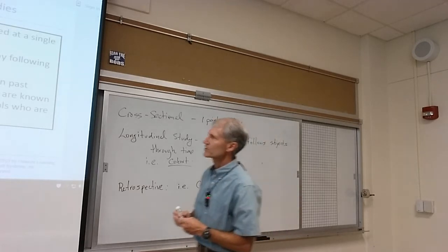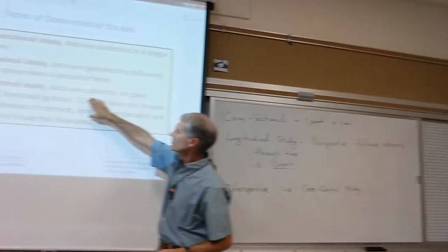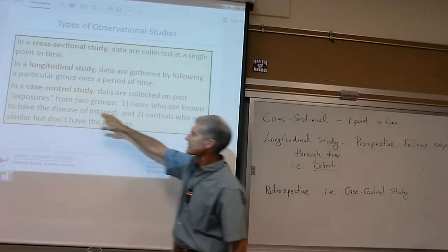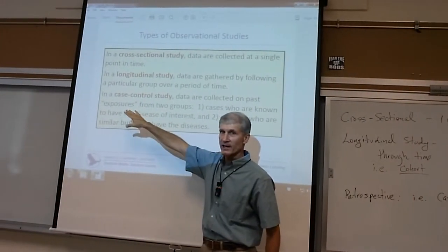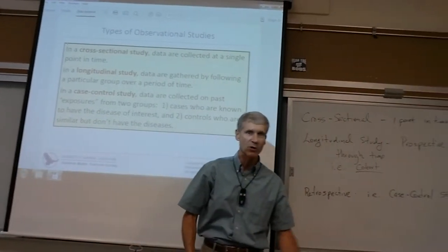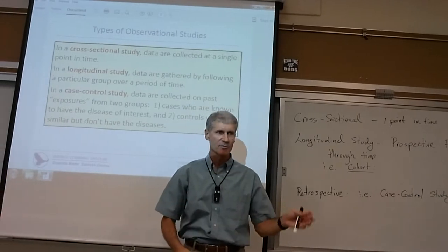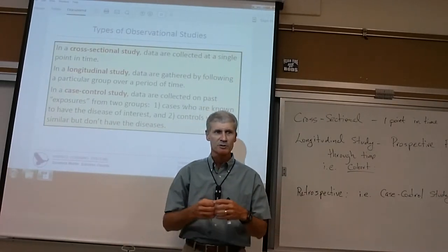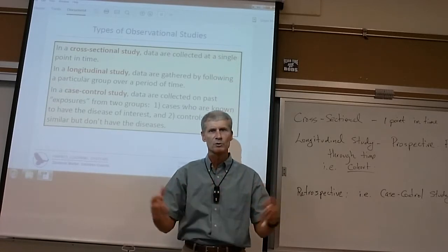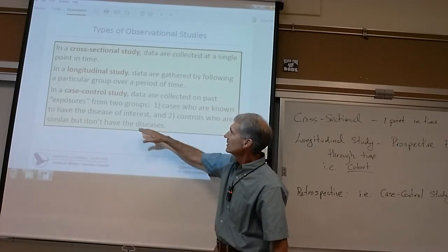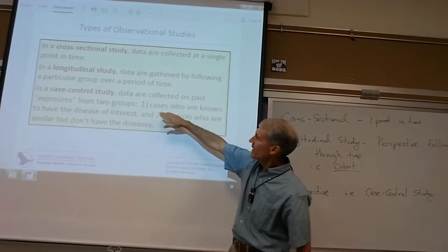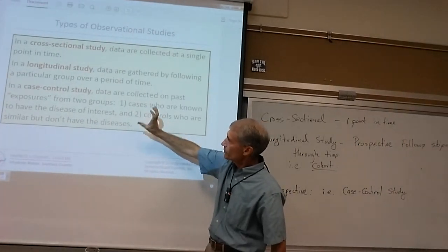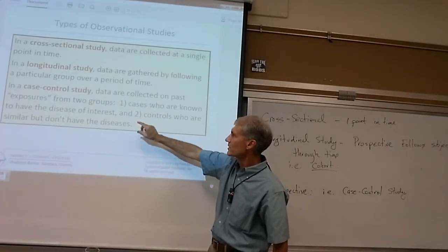So the definition's written up here. In a case control study, data are collected on past exposures, and an exposure could be anything. It could be smoking, it could be exercise, it could be exposure to benzene in the workplace, it could be your mother smoked when she was pregnant with you, anything in the past, right? And you divide, or you recruit into the study, 2 distinct groups.